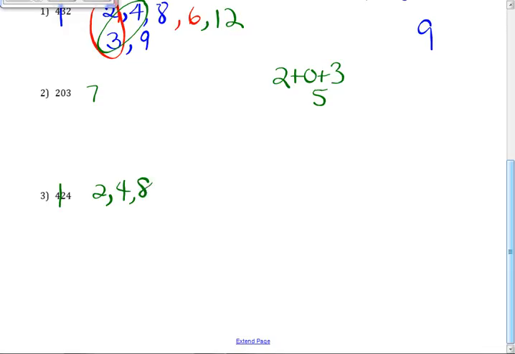4 plus 2 plus 4. What does that add up to give you? 10. Does 3 divide into 10? No. So 6 doesn't work and 9 doesn't work. You don't even have to look at it. Does it end in 5 or 0? Nope. And if 3 doesn't work, then 12 doesn't work. So that's it. 2, 4, and 8. Maybe 7. Want to test for 7s? 424 divided by 7. Nope, that doesn't work either.